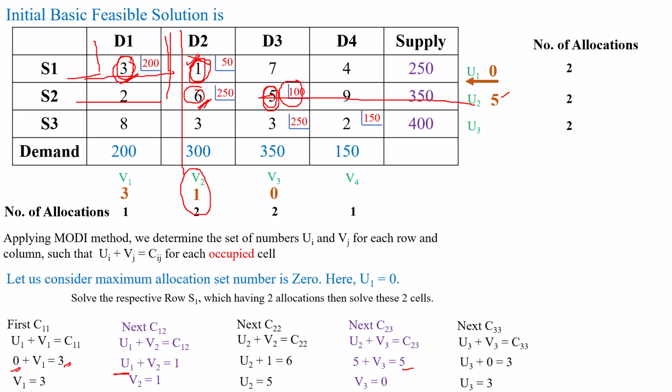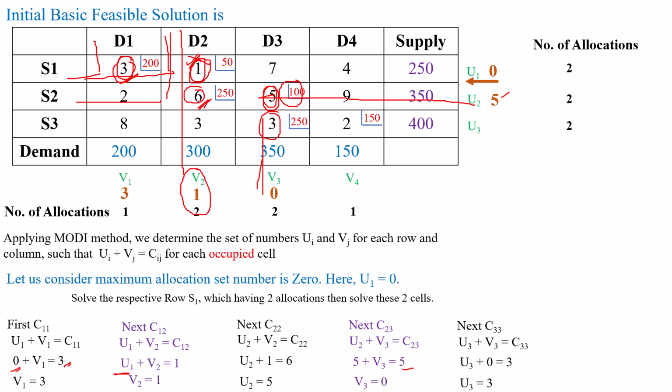Then we have to solve C33. We got the v3 value, so we observe this column. The allocated cell is the third row and third column, so this value is C33. C33 is 3.